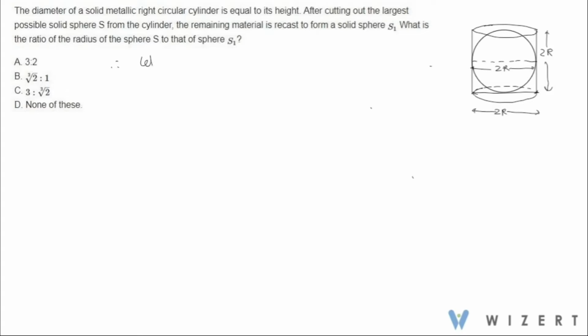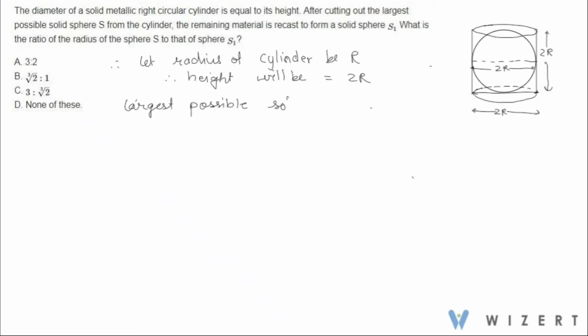Therefore, let radius of cylinder be r. Therefore, height will be equal to 2r, and the largest possible solid sphere will have radius equal to r.